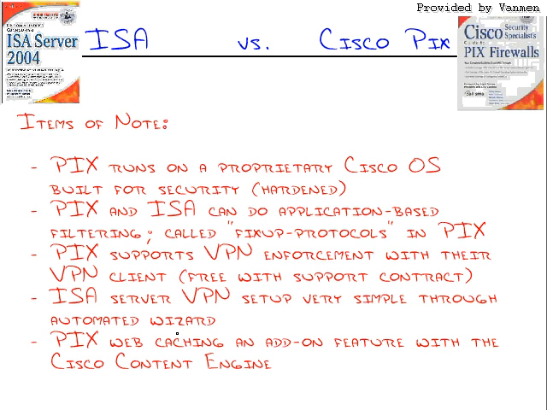PIX web caching is an add-on feature using the pricey Cisco Content Engine. That's not a cheap purchase. It does not support web caching out of the box.